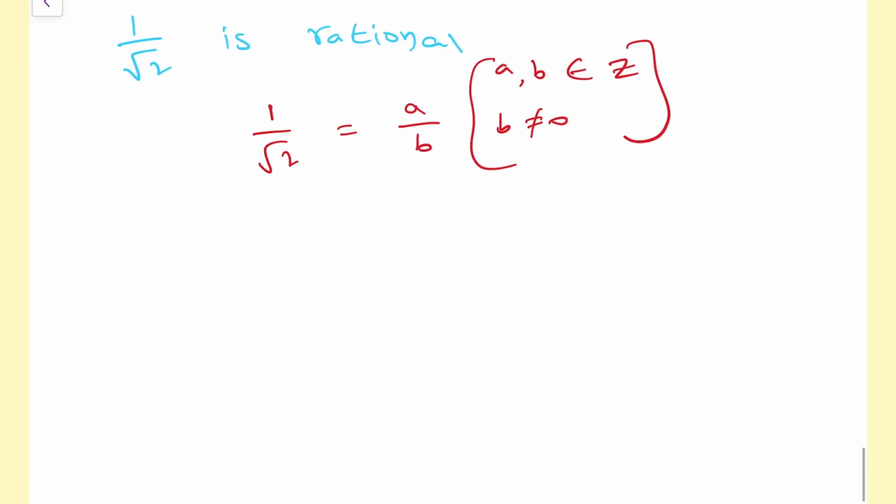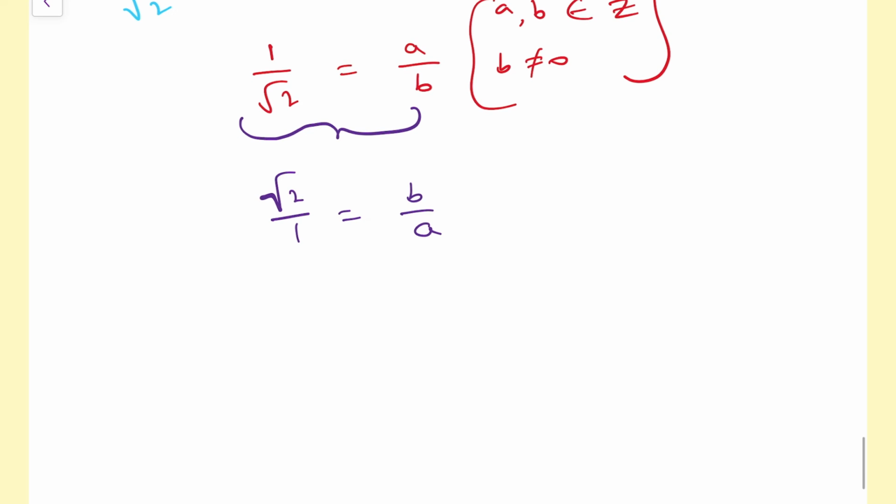Now what we need to do is just take the reciprocal of the complete equation, that is, left side and right side. 1 by root 2 reciprocal is root 2 by 1. a by b reciprocal is b by a. Now on the left side we have root 2 by 1, which is simply root 2. Root 2 equals b by a. Now look at the right side, we have b by a, so nothing but the alphabets a and b.